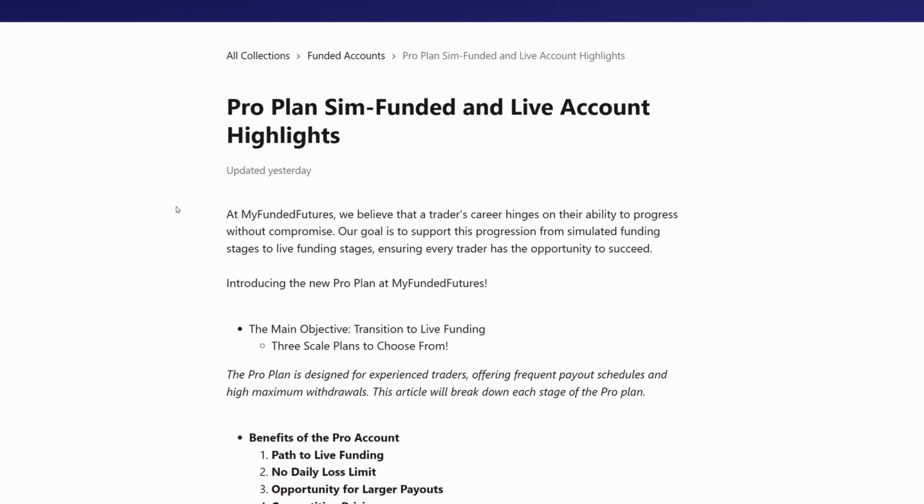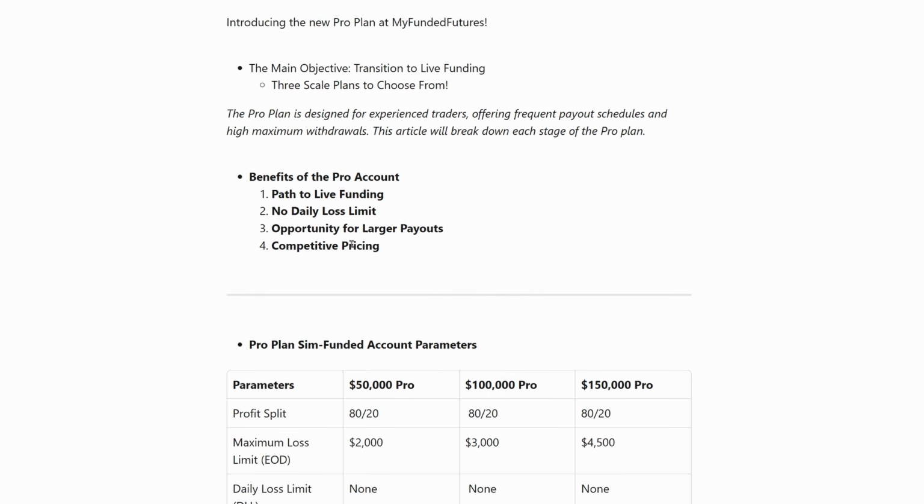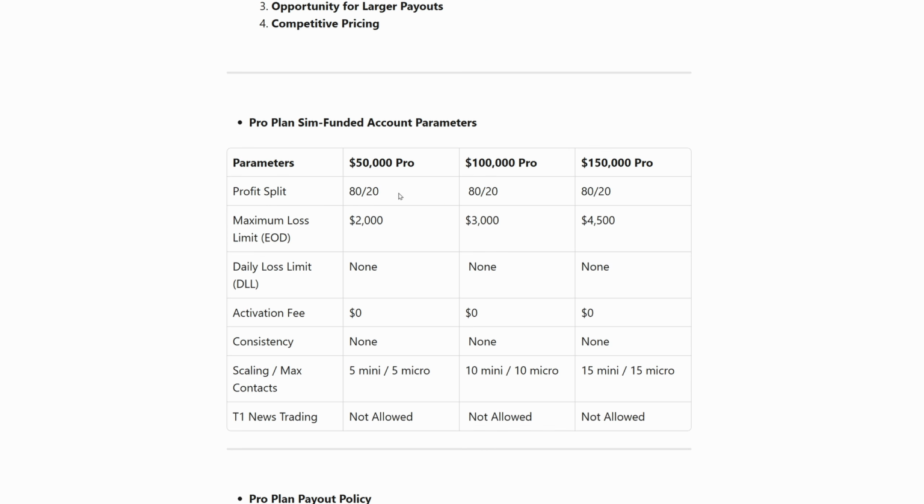However, when we go over to the FAQ real quick and look at the nitty gritty, what are going to be the big differences? We have the same profit split. We have the same end of the day drawdown. However, when we look at the scaling plan, here's something that's a little bit different.